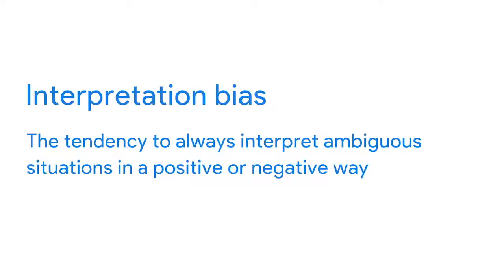Another common type of data bias is interpretation bias, the tendency to always interpret ambiguous situations in a positive or negative way. Here's an example. Let's say you're having lunch with a colleague when you get a voicemail from your boss asking you to call her back. You put the phone down in a huff, certain that she's angry and you're on the hot seat for something. But when you play the message for your friend, he doesn't hear anger at all. He actually thinks she sounds calm and straightforward.